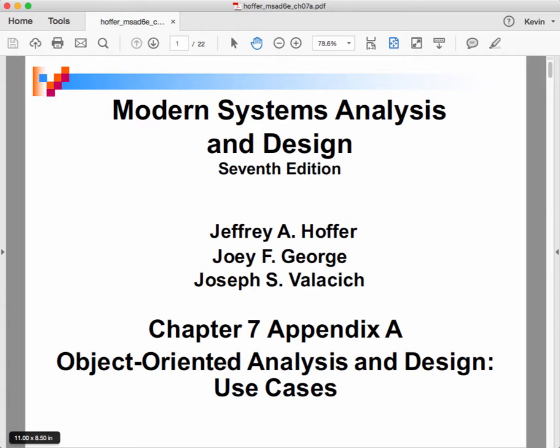Now this is going with Chapter 7, Appendix A from the Hoffer Modern Systems Analysis and Design, 7th edition. And I just want to point out that use cases are a very, very popular tool in practice today for documenting the requirements for an automated information system. And there's a lot of consensus on that, right?